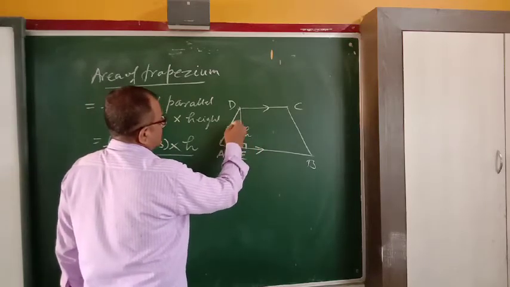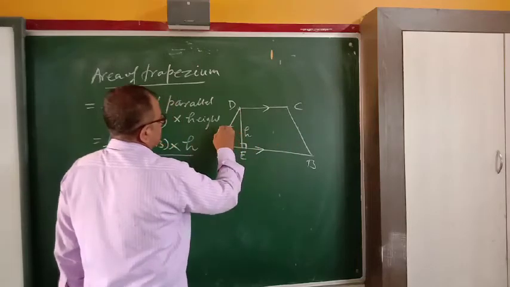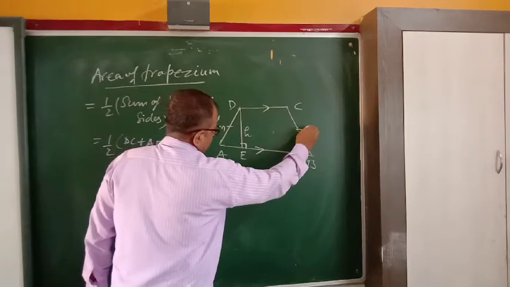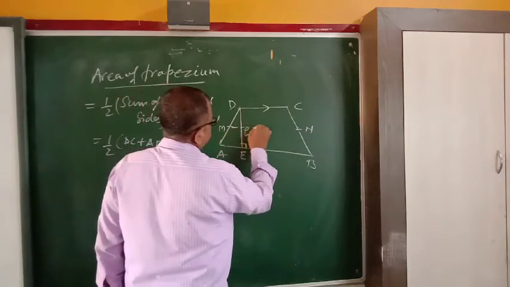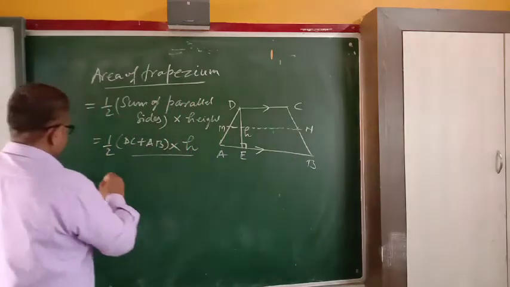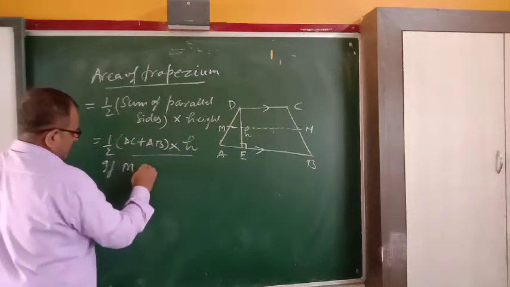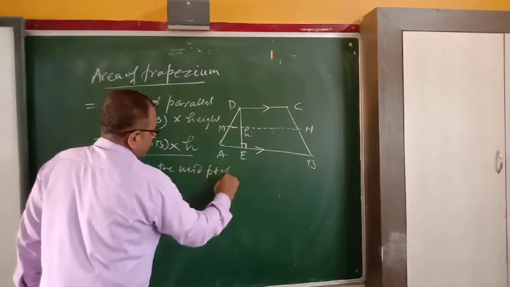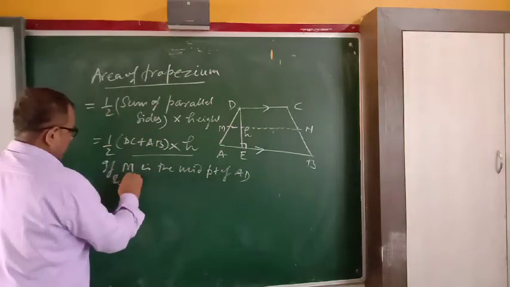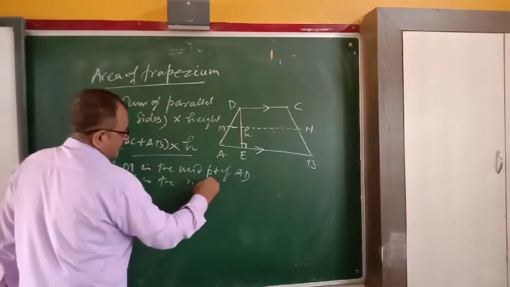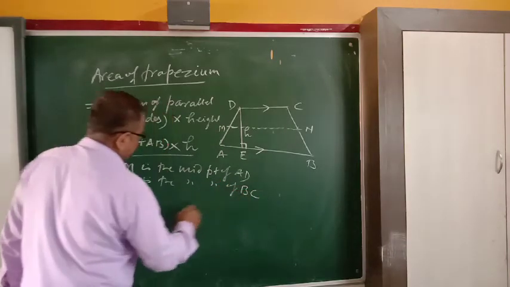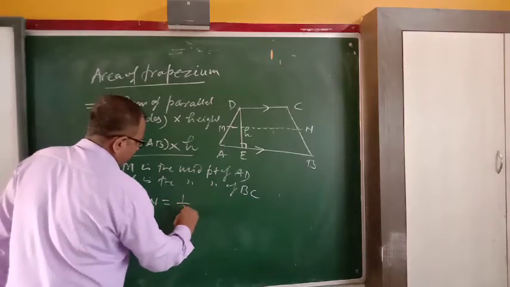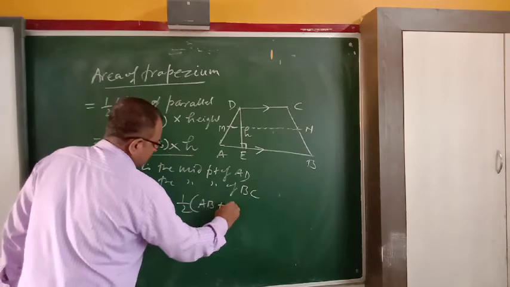If we join the midpoints of the non-parallel sides, suppose M is the midpoint of AD and N is the midpoint of BC, if we join them, then MN is equal to 1 by 2 (AB plus DC).